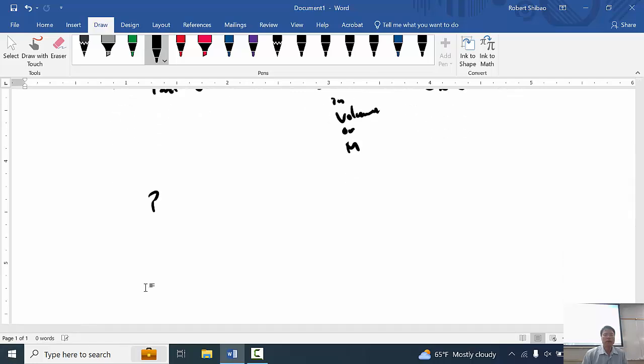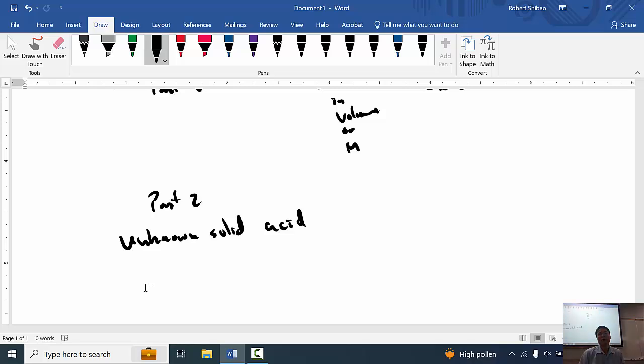In part 2, it's a bit different, because in part 1 we always use 25.00 milliliters of acid. In part 2, you're going to have different samples of acid. You're going to have an unknown solid acid, and it's too much hassle to make every sample the same size. Are you going to weigh out 3 identical samples? No. In fact, we're just going to have the target. The target mass is going to be on the bottle itself.